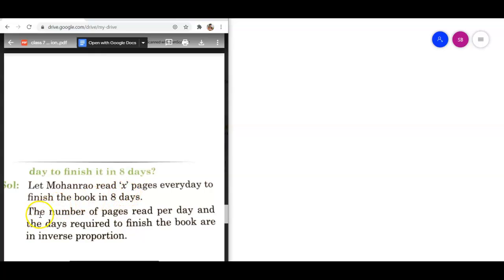Now, the second line is again important. The number of pages read per day and the days required to finish the book are in inverse proportion, because the book is one and the same. So, let's see how we are going to solve this sum. The sum goes like this. The first two lines, we are supposed to write the same way which we have written over here.